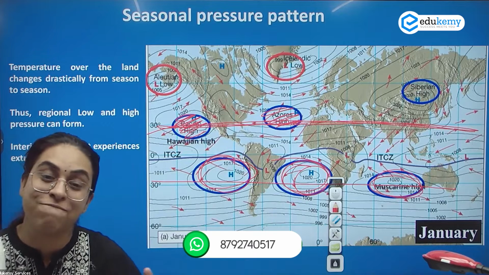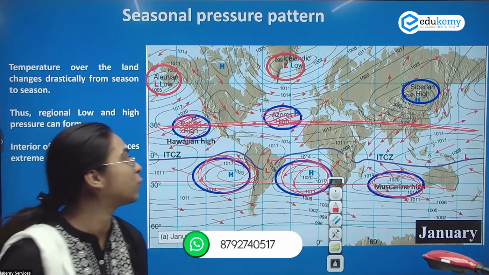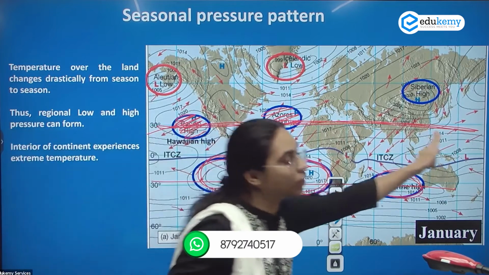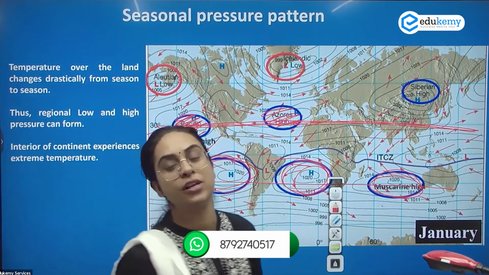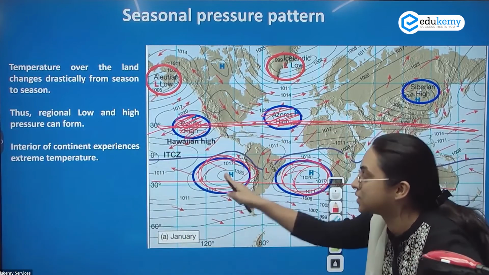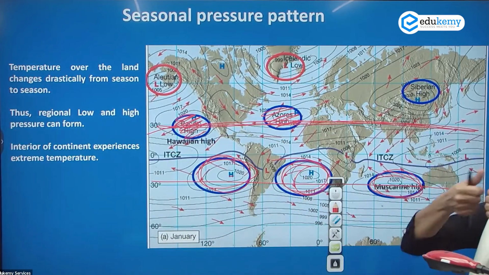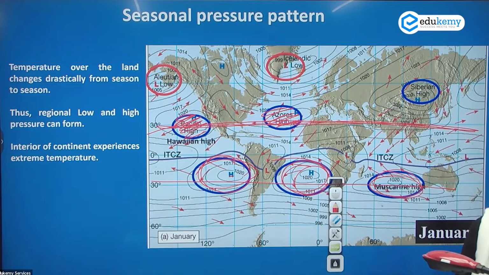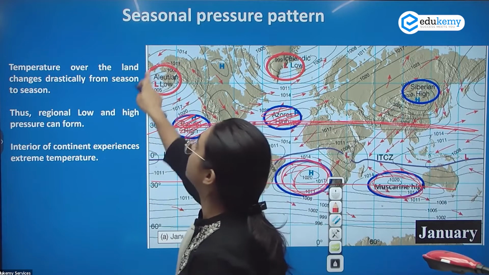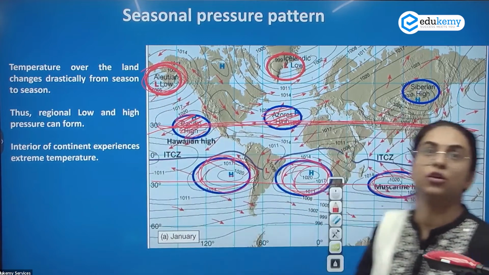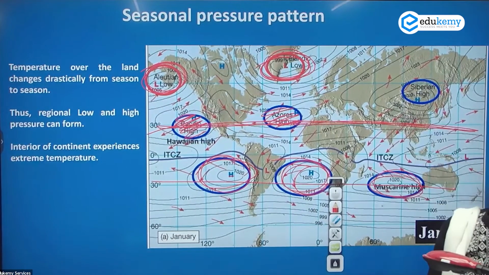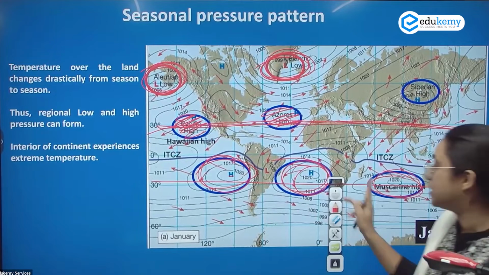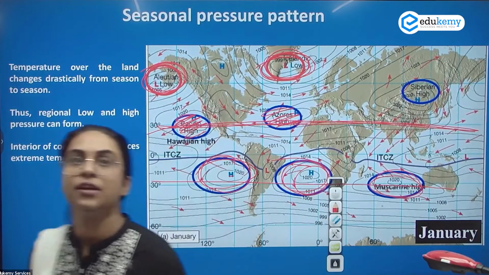And why was Ferrell saying belt? Because what was he assuming? There is no land water differential. But in reality, we know there is land water differential, and therefore we have cells and not an exact continuous belt. So these are your cells. In subpolar regions, we have a cell called the Aleutian low. We have cells like the Icelandic low. These are your pressure cells that are generally there.